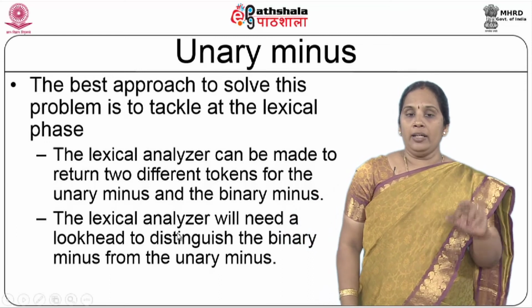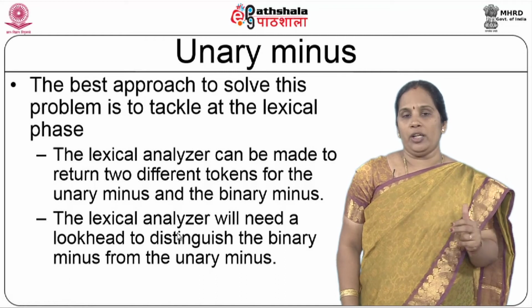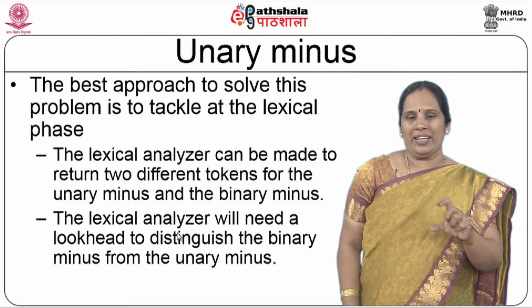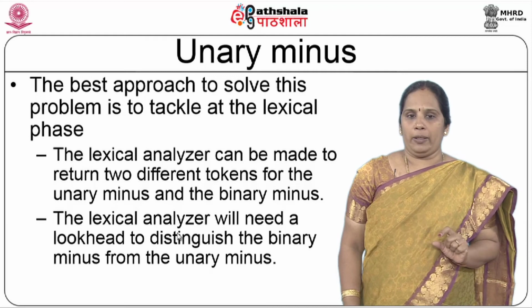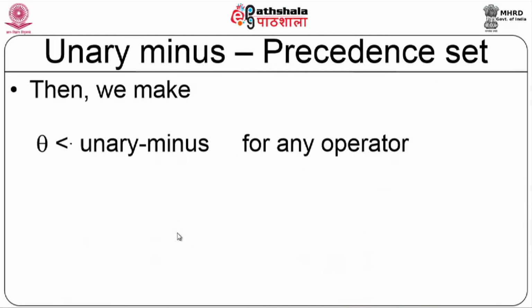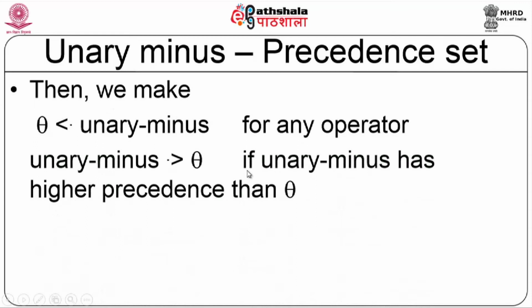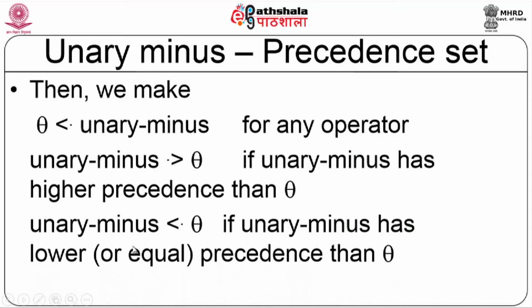So, the lexer has to issue two different tokens, whether it is unary minus or binary minus. That is another drawback, an overhead on the lexical phase of the compiler. Then we make theta less than unary minus. This is the precedence relationship that is set: unary minus is greater than theta if unary minus has higher precedence than theta, and unary minus is less than theta if unary minus has lower or equal precedence than theta. This is done for any operator, as an exception, because the expression will typically have a unary minus as one of its operators.